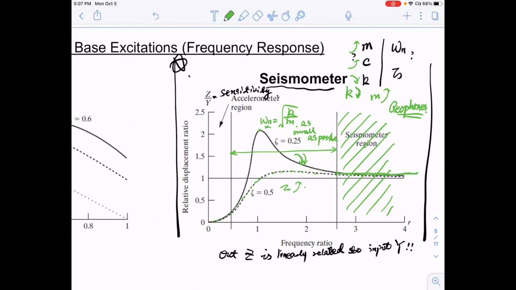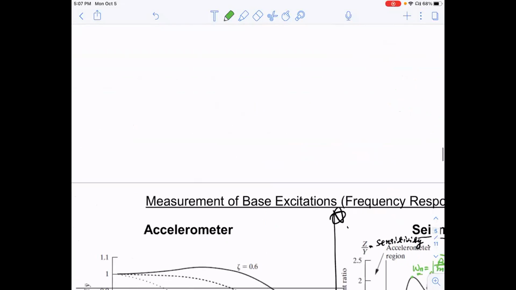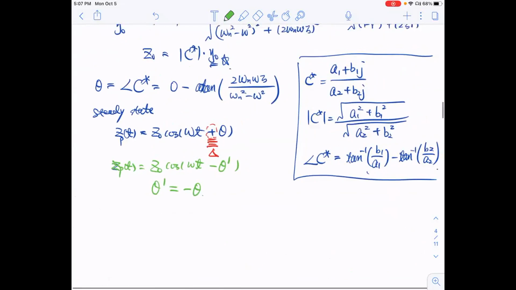So any questions? If no questions, then let's talk about accelerometers.